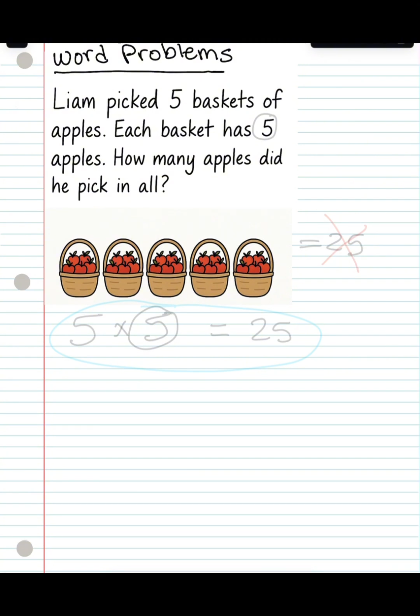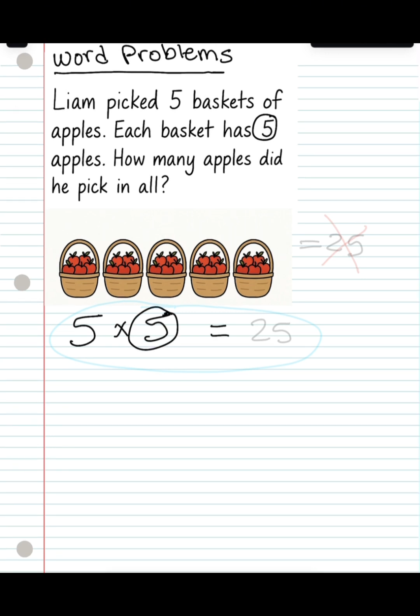So what you want to do is say, okay, I need to form an equation like this, times this, equals, and that's what you're trying to solve for. So remember, we start with the number of groups. So we have 5 baskets. In this case, a basket is our group. And we know we're going to multiply. And then we multiply it by how many objects in that group. So each basket has 5 apples. So we're going to multiply that by 5. And that equals 25.